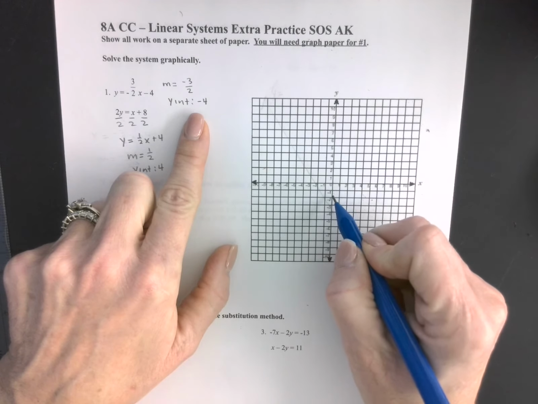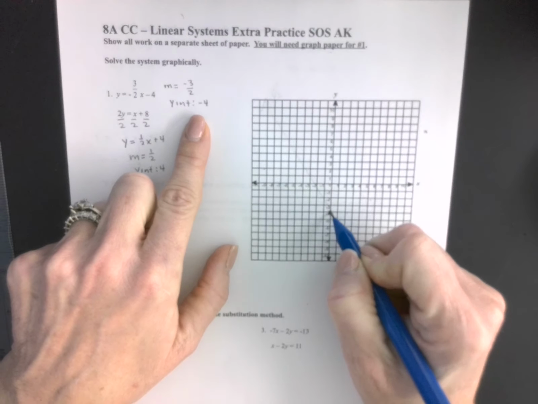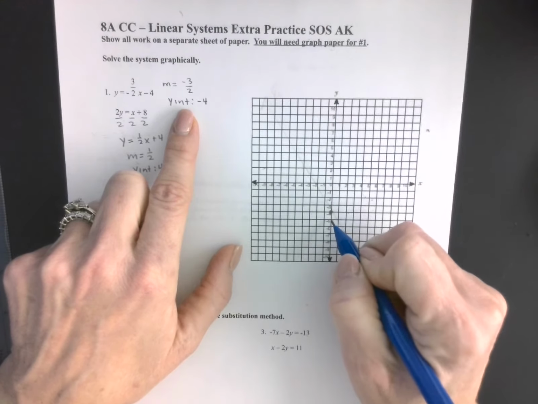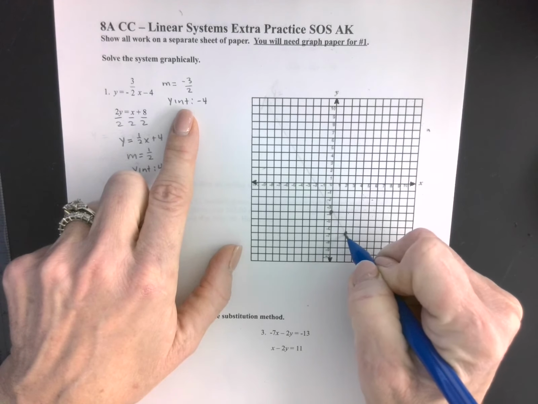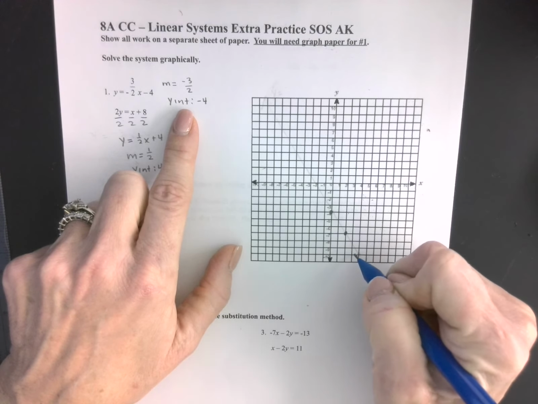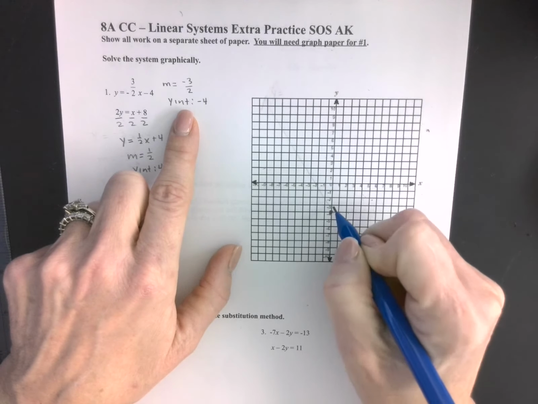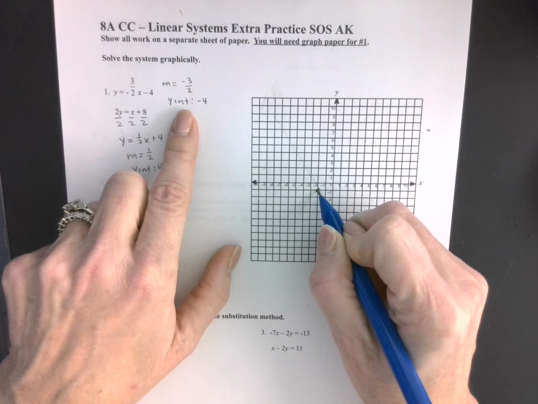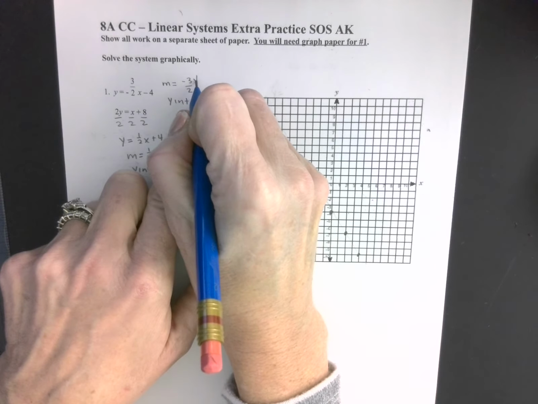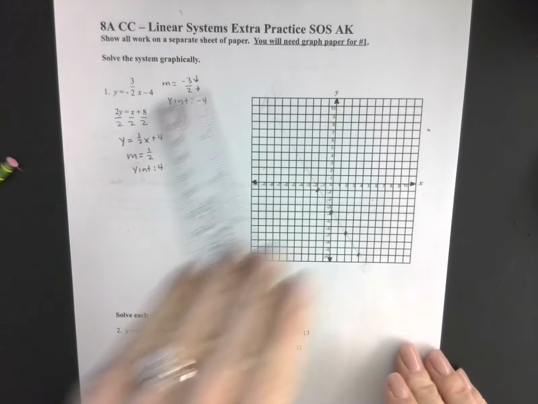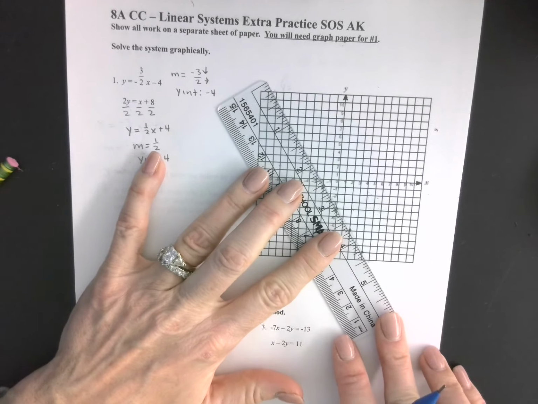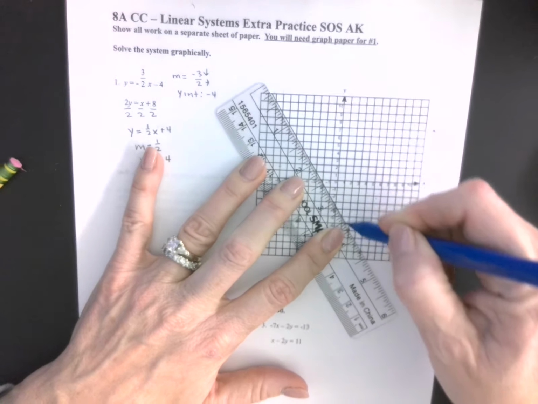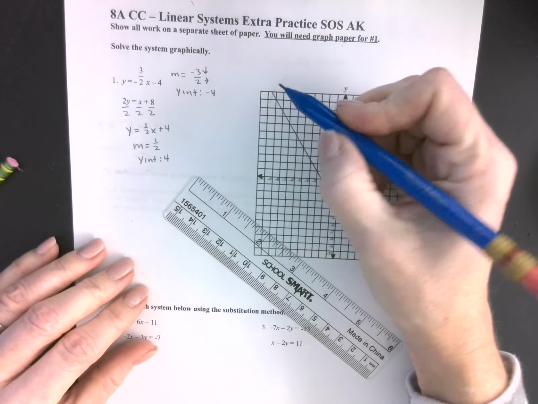I'm going to start at (0, negative 4), which is the y-intercept of the first equation, and then I am going to go down 3 and to the right 2, down 3, to the right 2, or we can go up 3 and to the left 2 to find all the points that are on the line. And then we're going to take our straight edge, connect the points, extend the line, and use arrows to indicate that it continues in both directions.